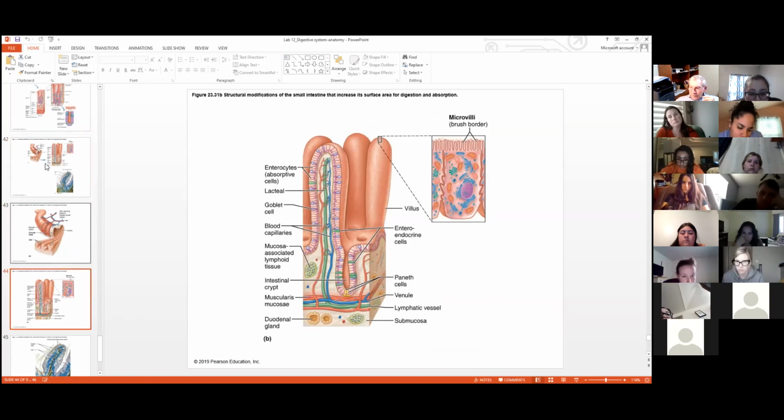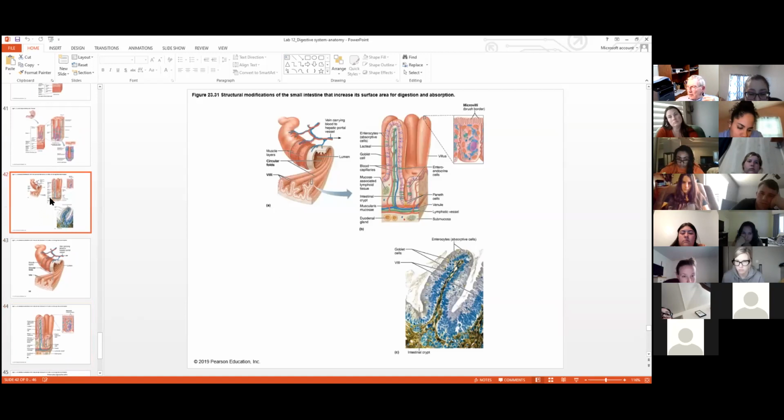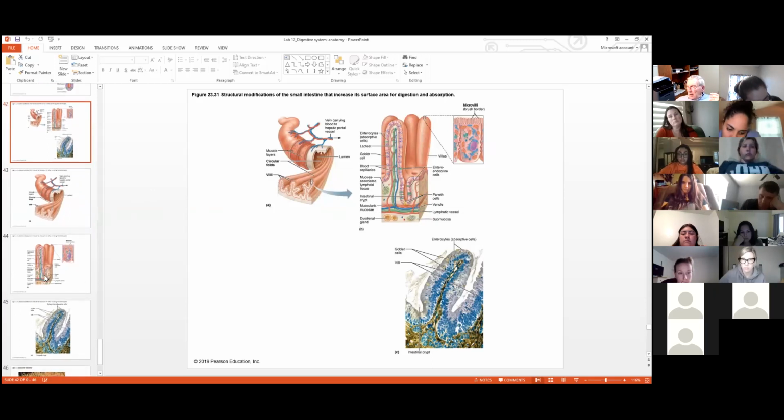So the mucosa is a little bit, where is it? It's a little bit harder to see. Well, it doesn't show it in any of our diagrams, so I guess it's not going to be on the exam.